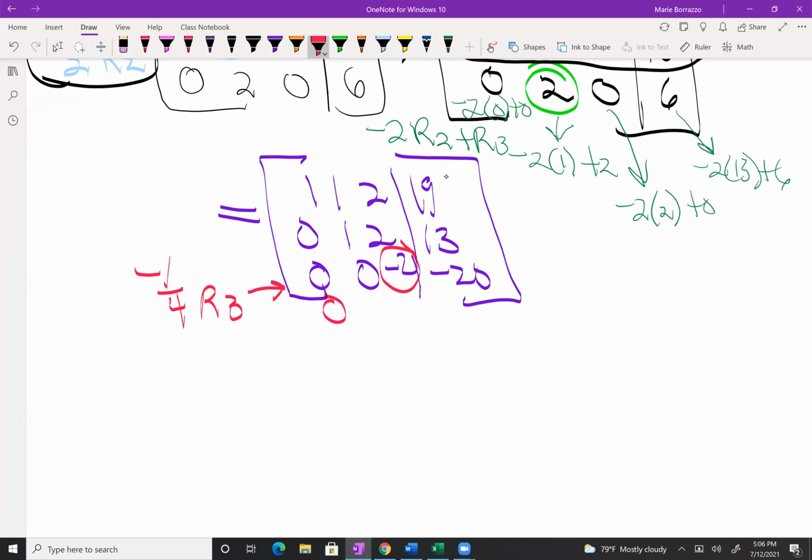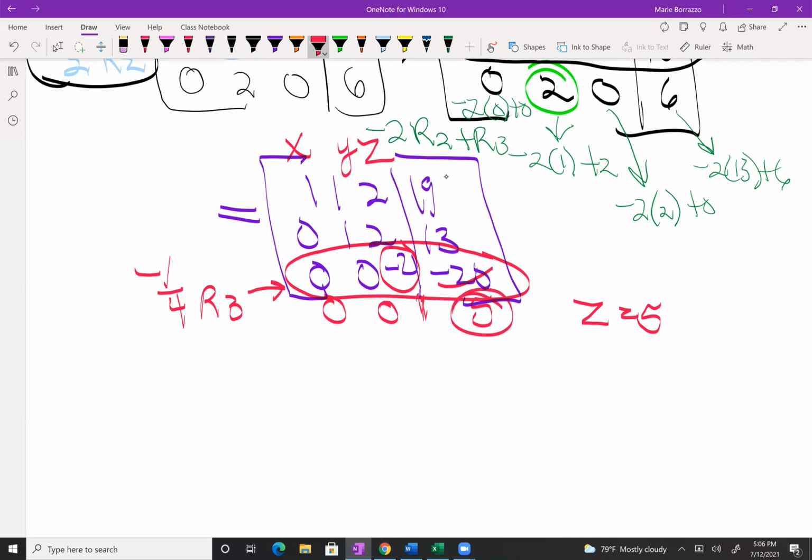This is 0, this is 0, this is now 1, and this is now 5. And so now I can look at this as x, y, z, where z is equal to 5. Here's where the back substitution comes in. I figured that this is z. Z is going to be, in this case, a 5, because this became a 5, right?